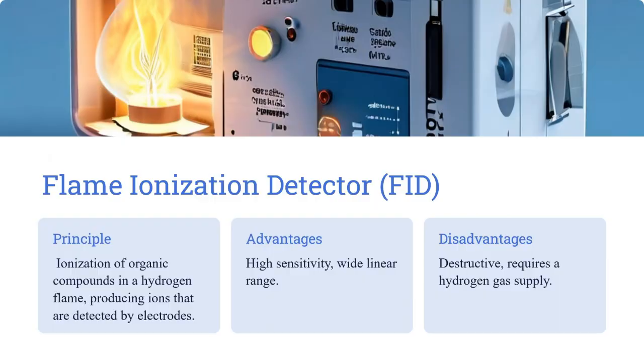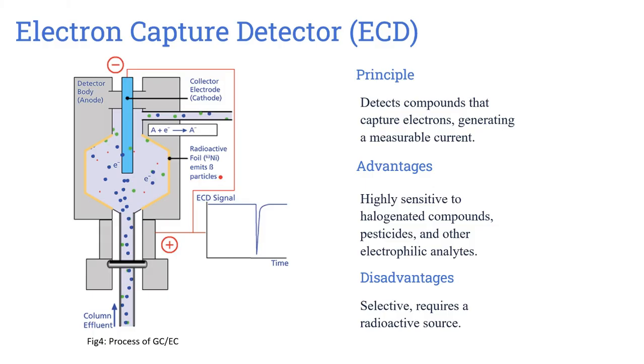The first one is FID, and the principle is ionization of organic compounds in a hydrogen flame, producing ions that are detected by electrodes. It has a high sensitivity, wide linear range, but it is destructive and requires a hydrogen gas supply. The next one is ECD.